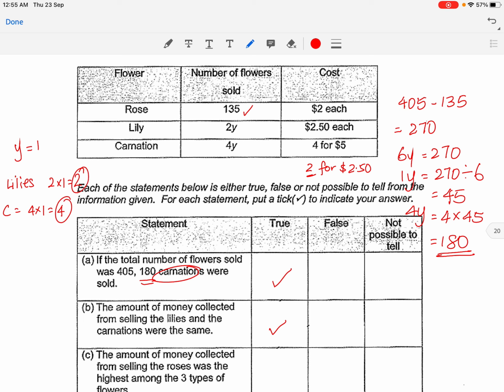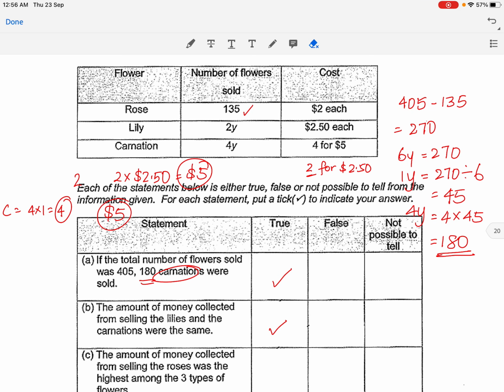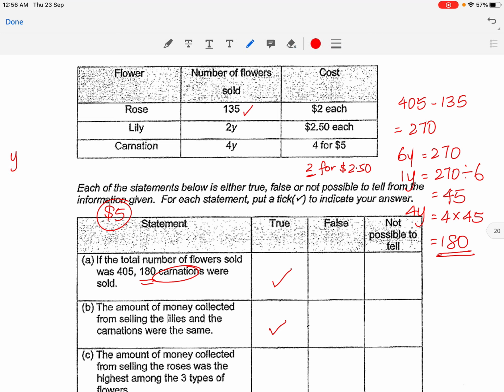Alright, so what does this mean? The lilies, I will have 2 times $2.50. I'll get $5. And my carnations, I will have 4 for $5. It will be $5. So this will prove that the amount of money collected from selling the lilies and the carnations are the same. Some of you might argue, how do you know that y must be 1? So maybe I just write another number. Maybe I want to have y equals 5, or maybe y equals 2.